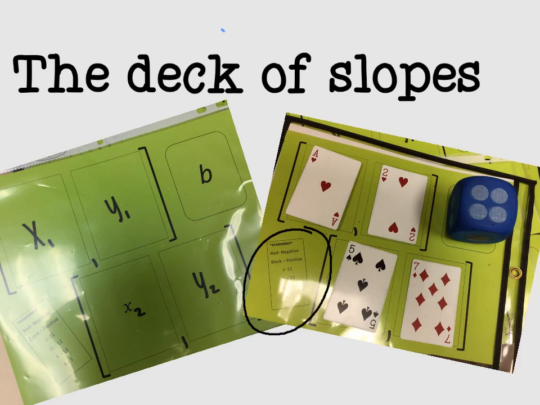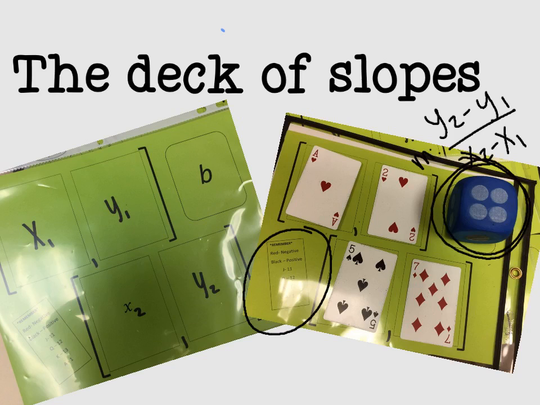Then you're just going to use the slope formula. You have a formula chart too. Remember the slope formula is y2 minus y1 over x2 minus x1. Okay, so you find the slope. There's your b right here, and write an equation. So that one's pretty good.